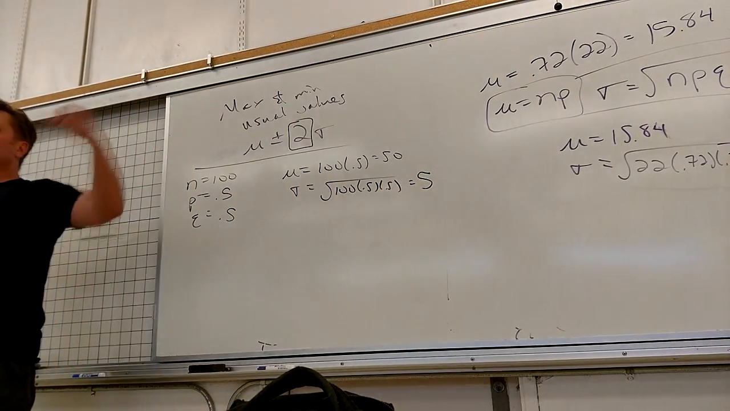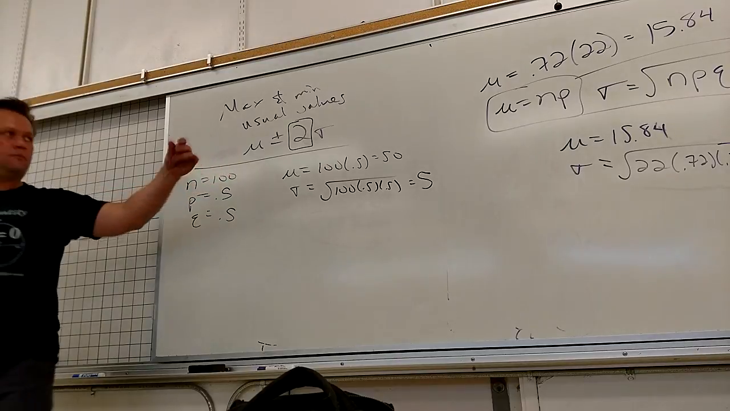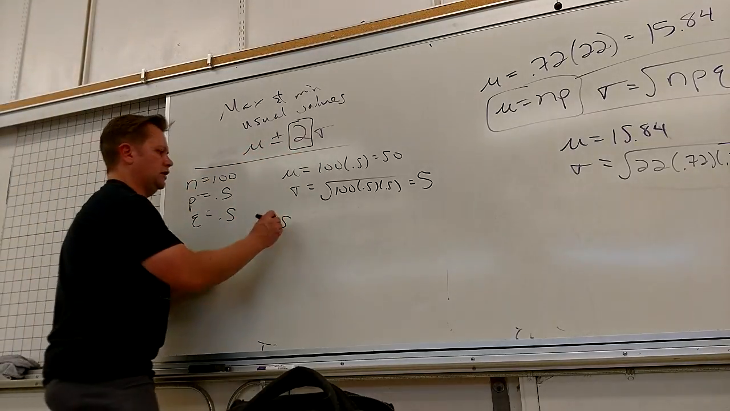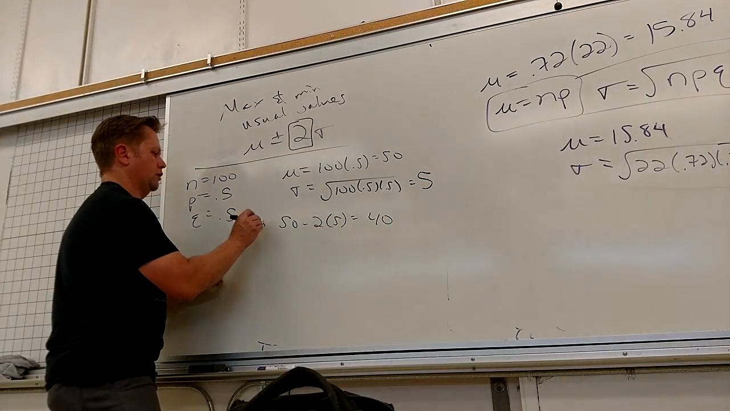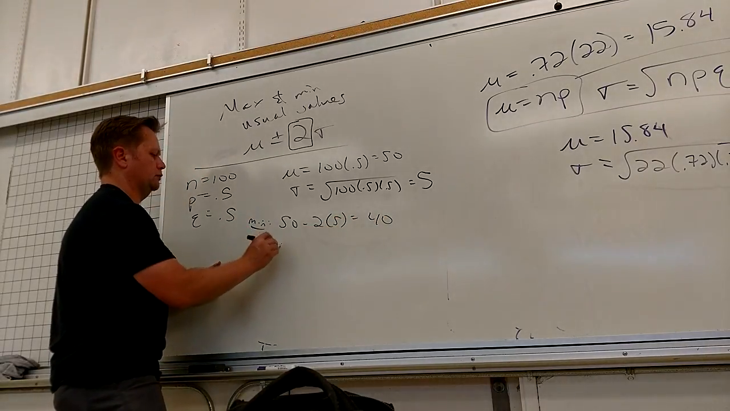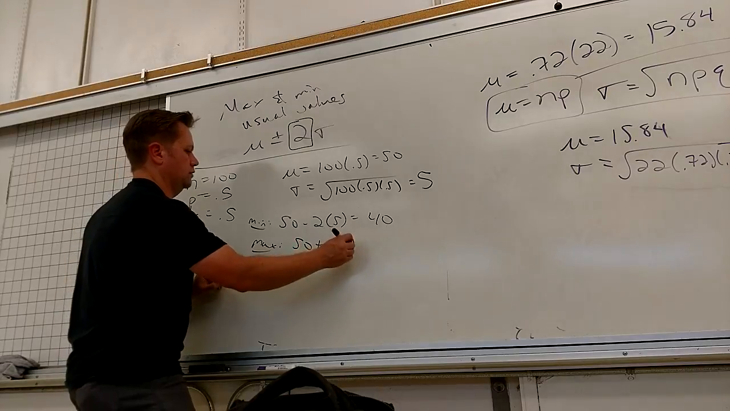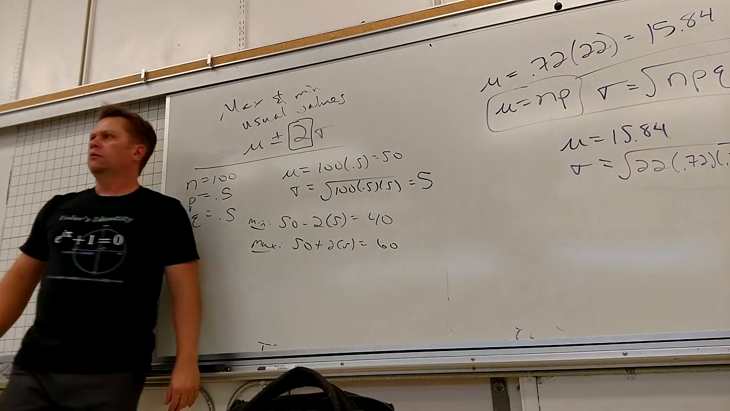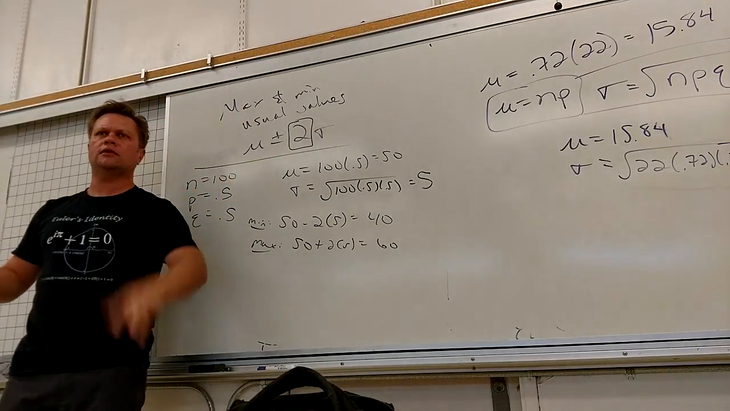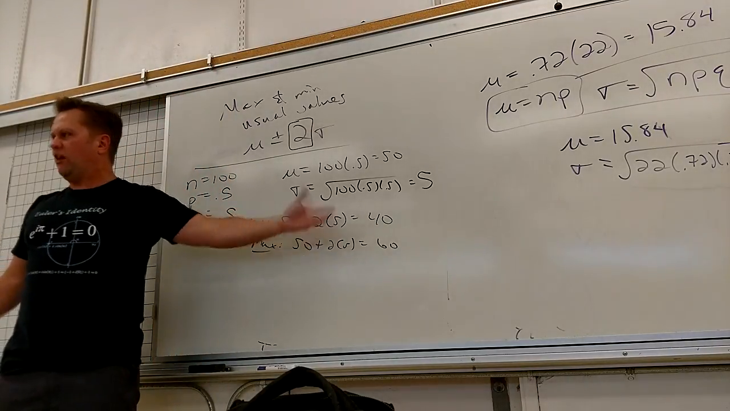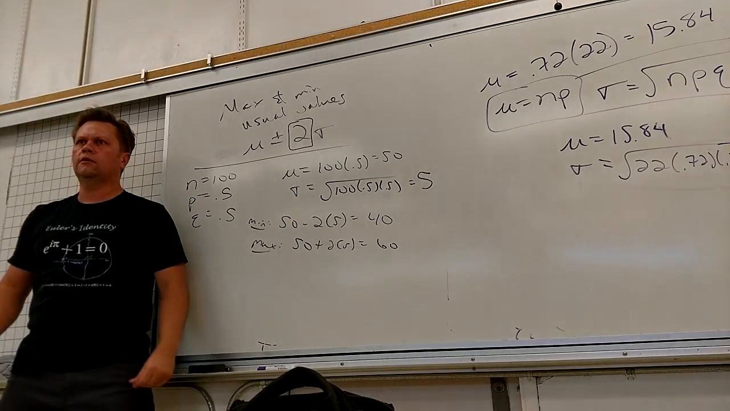So what's the least and the most number of heads I expect to get? The minimum would be minus 2 standard deviations. So 50 minus 2 of these is 40. So that's the minimum number I expect. And the maximum number I expect would be 50 plus 2 of these. 60. That's why I started with 60. And you guys said, oh, it's right on the border. See, that matches up with the official definition for now.